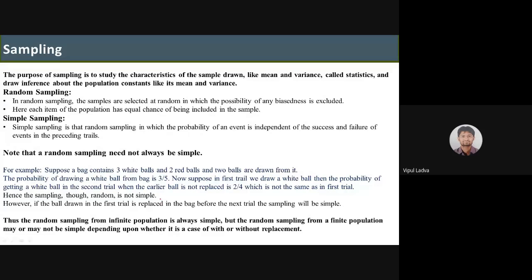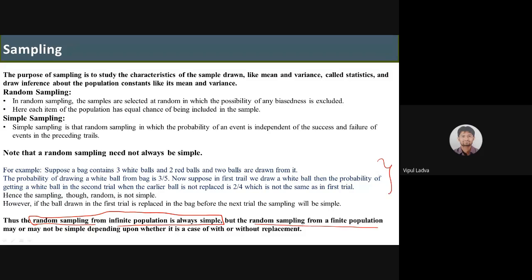I will give you proper time for your queries, but wait, let me finish. The random sampling from the infinite population is always simple. Mark this particular. The random sampling from the infinite population is always simple, but the random sampling from finite population may or may not be simple.